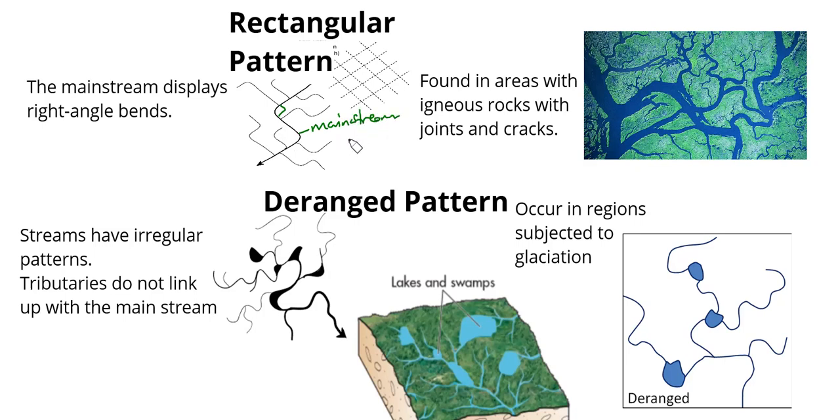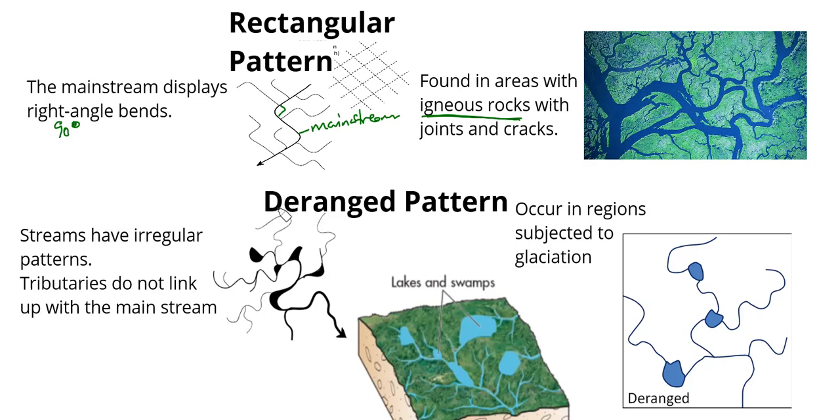So the mainstream displays right angle bends, which is the 90 degrees that we once talked about. It is found in areas with igneous rocks. So here you must understand that these are igneous rocks with joints and cracks. This is an example of what you'll actually be seeing. You can see how the mainstream is bending here, and it's also bending here, and here. That's what we're talking about there.